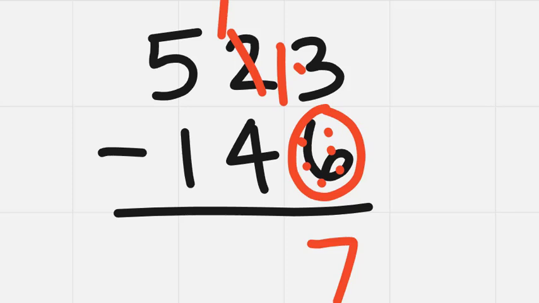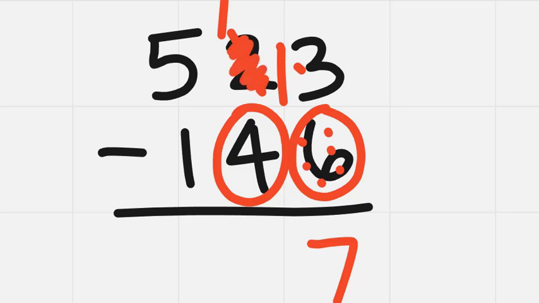Now let's move to the tens place value. Between 1 and 4, 4 is the biggest number. It's on the bottom, so it means I need to borrow. The process of borrowing does not change. We just have to recognize that 2 is no longer the number we're looking at. Instead, we're looking at the 1.